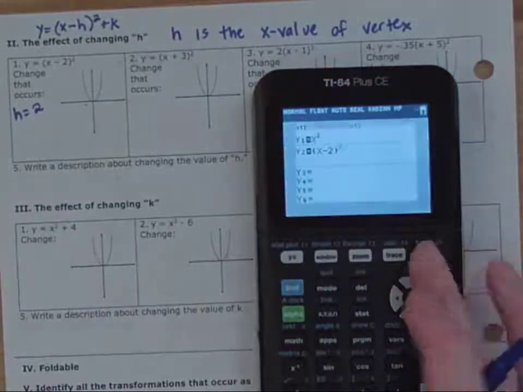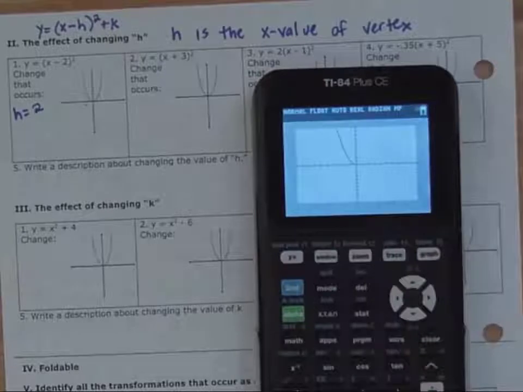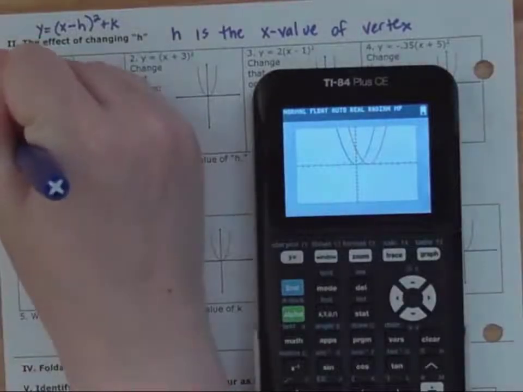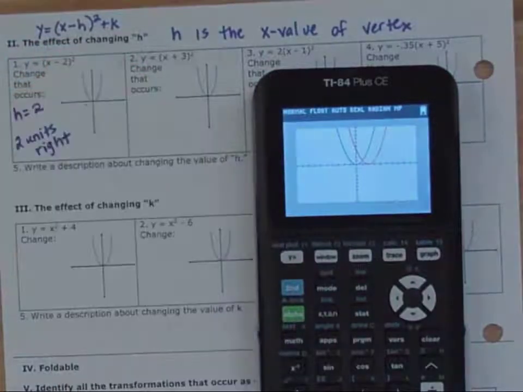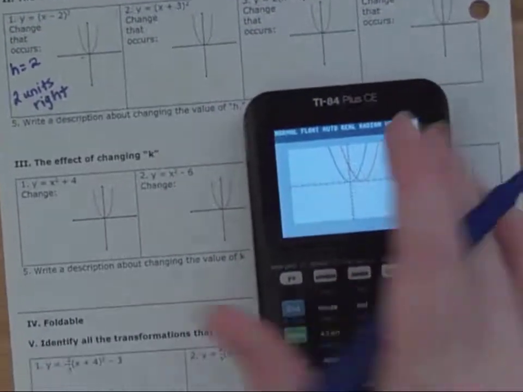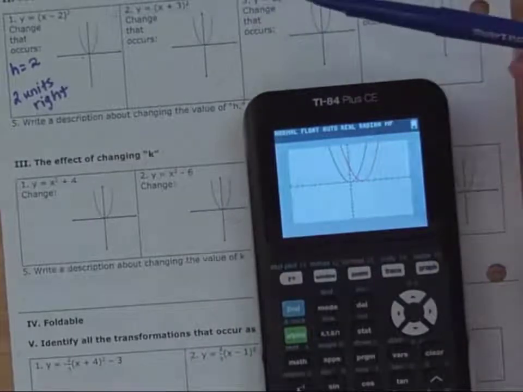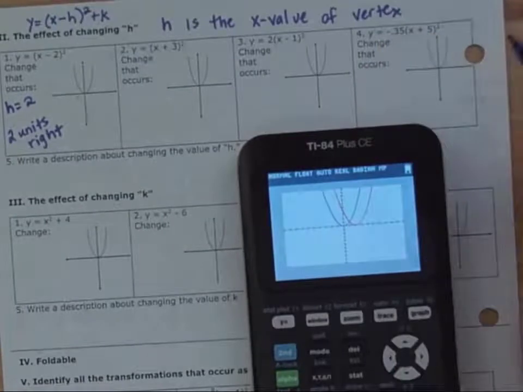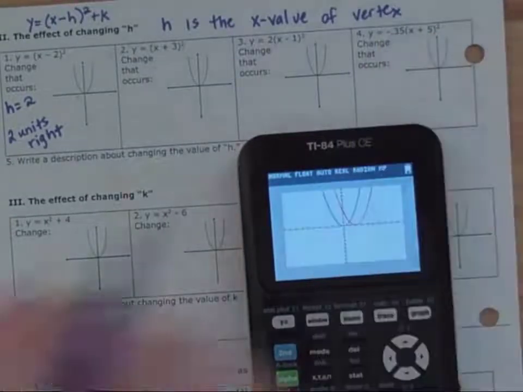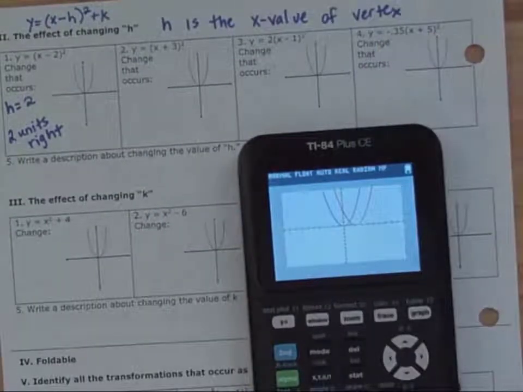So let's look at what that looks like on the graph. Here is our parent function. And look where that ended up. It looks almost exactly the same, except that it has been moved 2 units right. So on your own, look at the changing values of h for the next three. Okay, so we can pause the video and you can do that. And then when you unpause, we'll check.